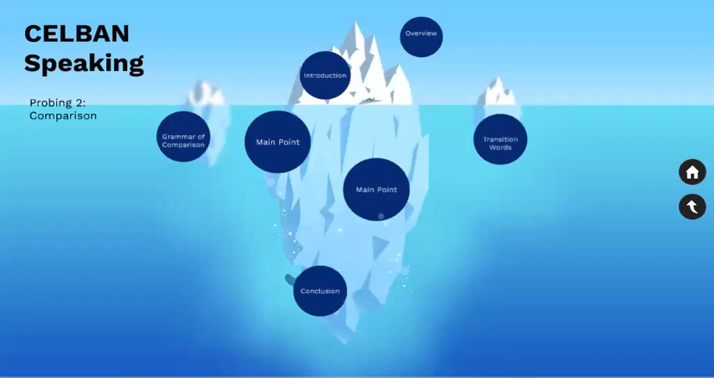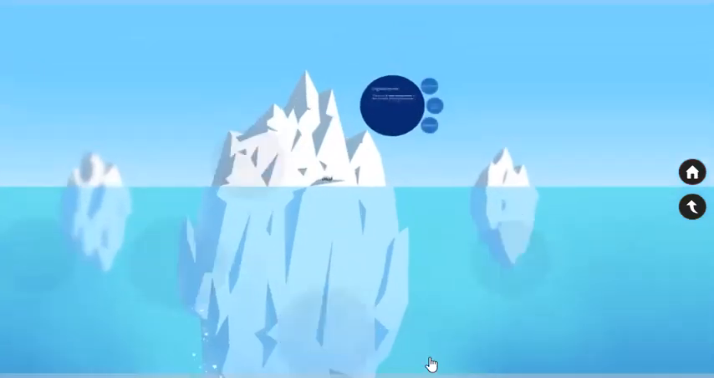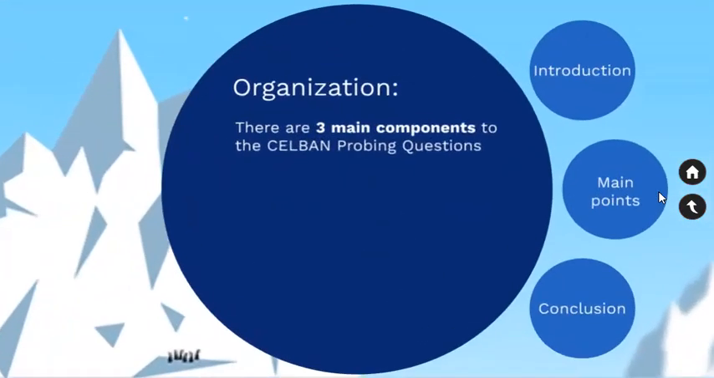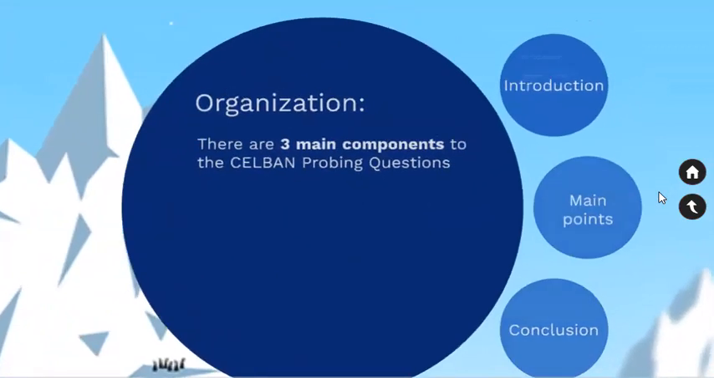Each CELBAN question has the probing questions, they have the same format. So in terms of organization, you want to include an introduction, main points, and conclusion. So they all have 3 components.